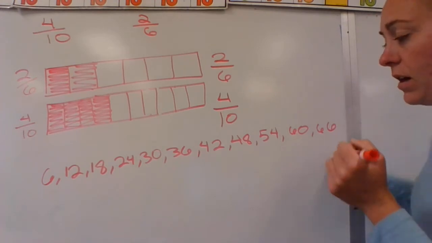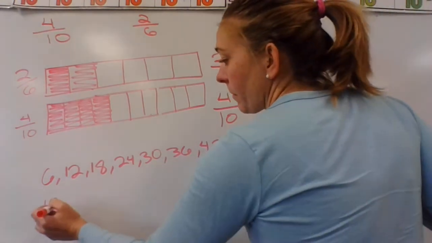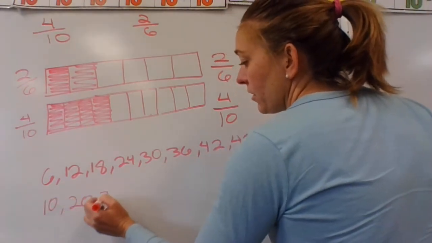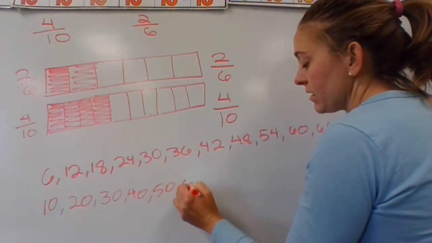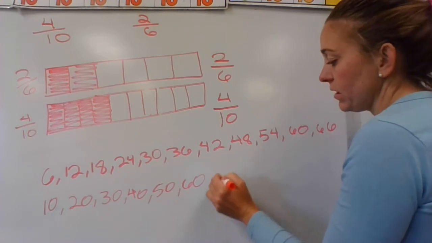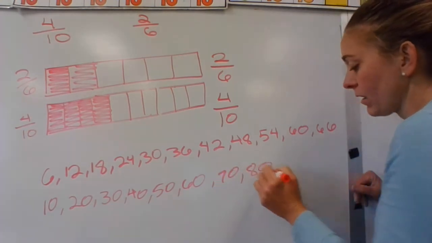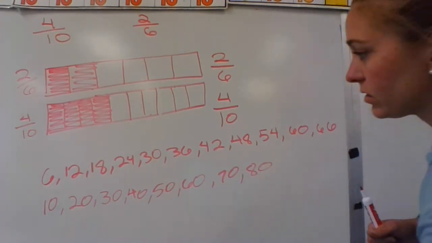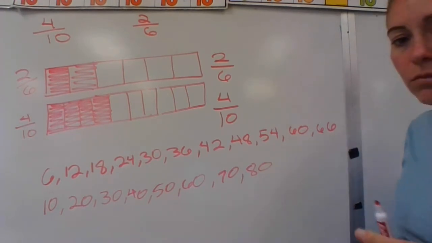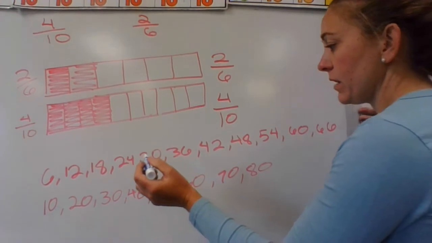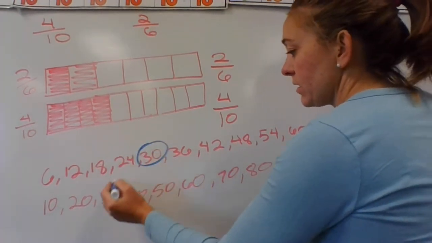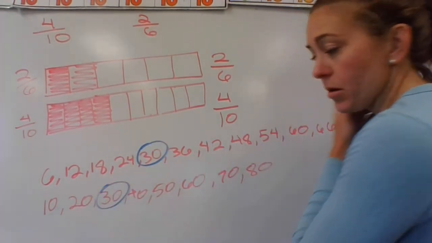Okay, I'll stop there. Then with 10, we would have 10, 20, 30, 40, 50, 60, 70, I'll just go up a couple more, 80. All right, so now I've got these two sets of multiples. I'm trying to find one where they have the same number. And I thought I saw one. Let's see here. 30 is the smallest number that they both share.